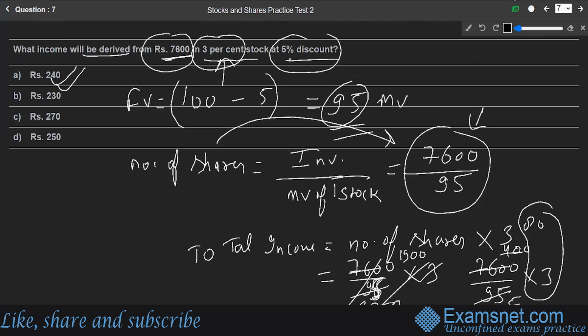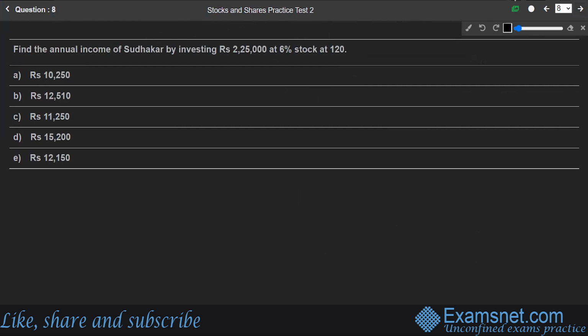Now, he says, find the annual income of Sudhakar by investing rupees 2,25,000 at 6% stock at 120. Okay, Sudhakar's annual income required. Total investment is given. The stock is available at 6%. That's what they have also mentioned. Okay, and then he says the stock is available at 120.